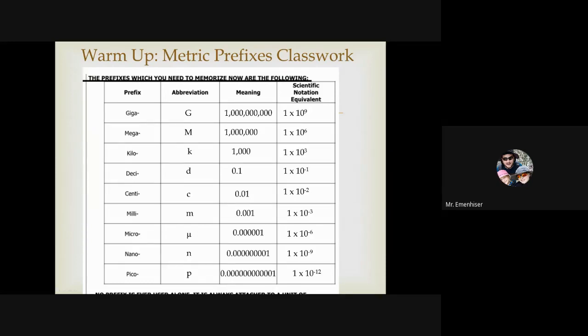Hello everyone. In this video we're going to start with the warm-up, which is the metric prefixes classwork. So this is the answer key here. It is in the PowerPoint, so I will be sending that through the chat. Let me show you how we would do this assignment. Most of you guys probably already know how to do this.